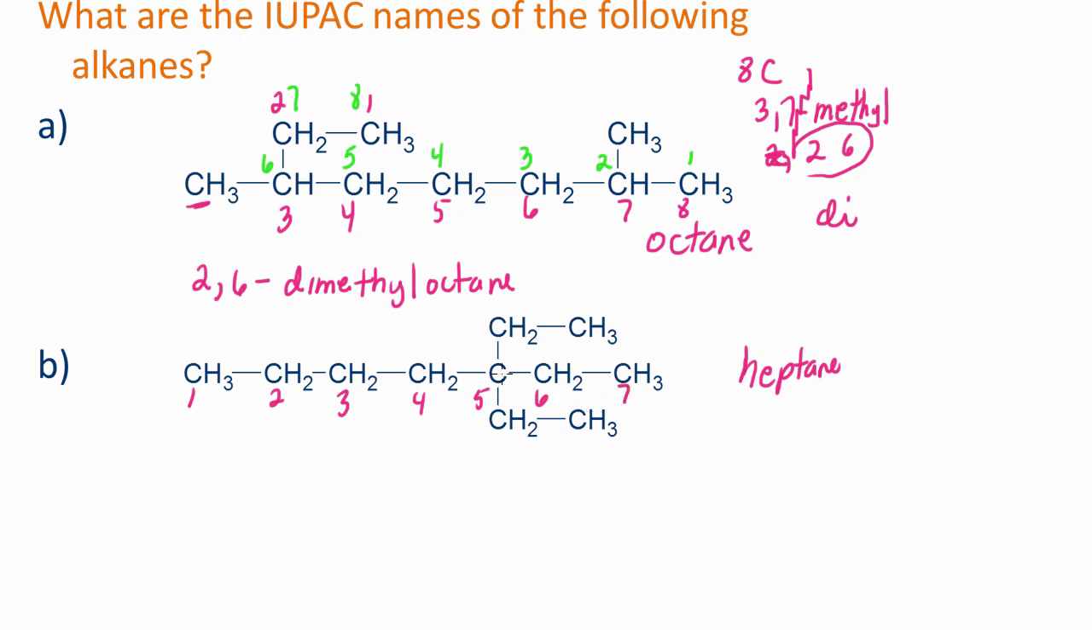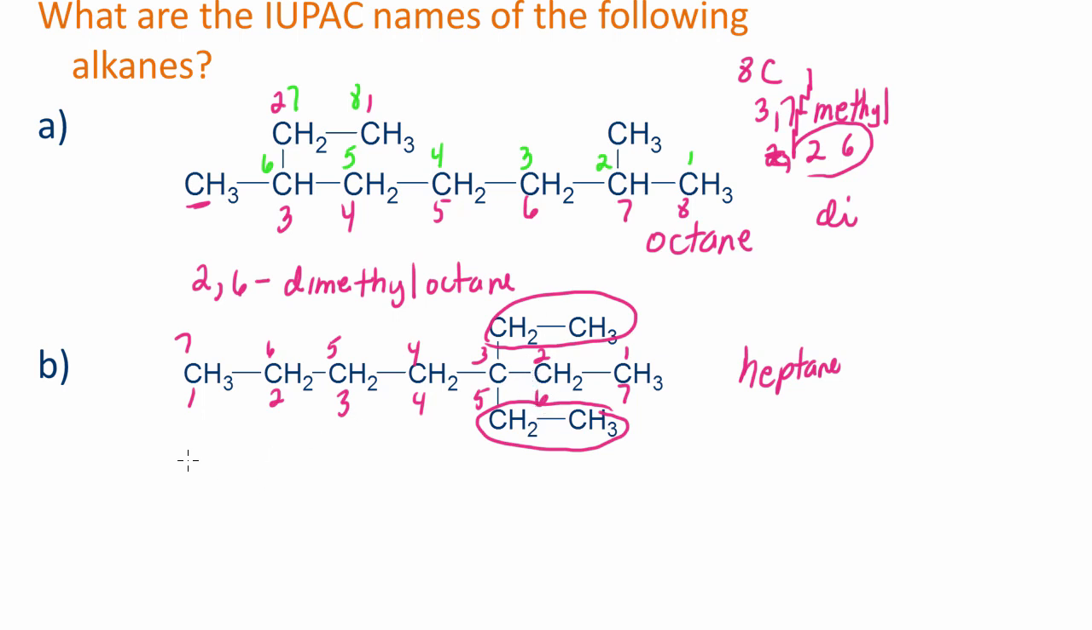And I have, on carbon number 5, 2 substituents. Here we have an ethyl and another ethyl. So let's number the other way, because again, we want those substituents, at least that first one, on the lowest possible number. So 1, 2, 3, 4, 5, 6, 7. So when I number this way, the ethyl substituents are on carbon number 3. So that's what we're going to go with.